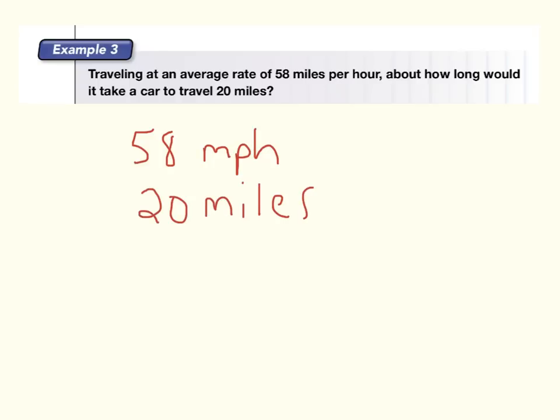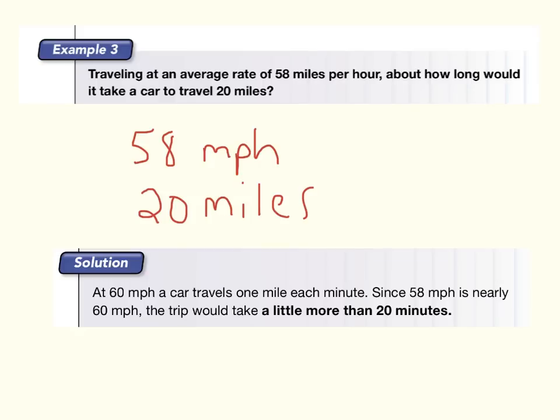Example 3. Traveling at a rate, so they already give you the rate, at 58 miles per hour, about how long would it take a car to travel 20 miles? So 58 miles an hour, let's write that down. That's our keyword. We have 58 mph, miles per hour. And then we want to know how long would it take for it to travel 20 miles.